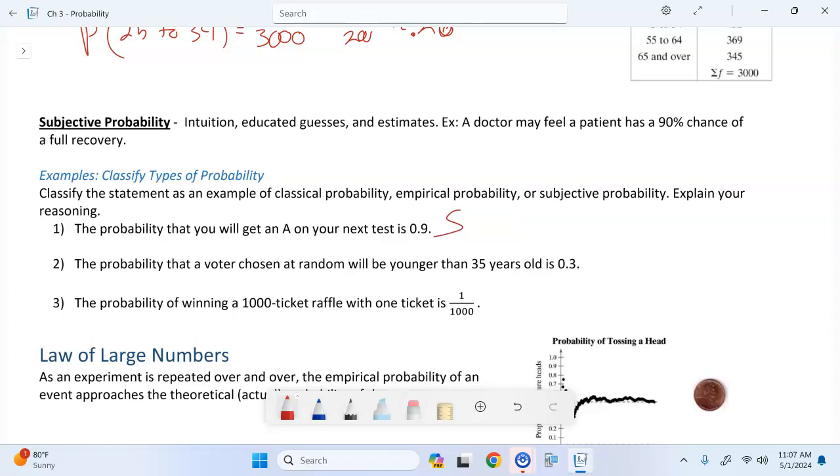Probability that the voter chosen at random will be younger than 35 years old is 30%. Classical, empirical, or subjective? Why? It's not an equal chance. And it's probably based off of a survey or some type of study tracking voting habits. Not every single person has an equal chance of going to vote. Okay? Some people just don't want to. Some people aren't registered. So it's going to be empirical. Probability of winning a 1,000 ticket raffle with one ticket is 1 in 1,000.